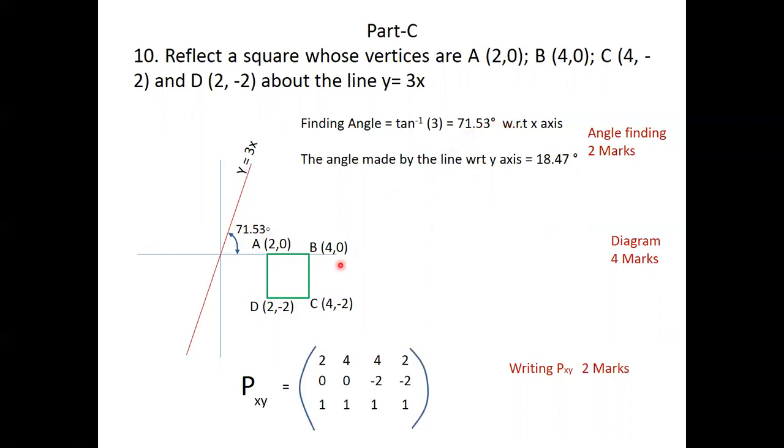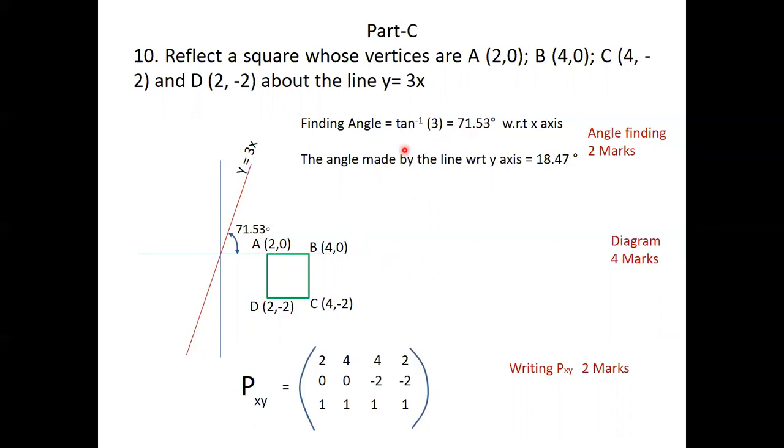The other way is to find the angle made with the y-axis, which will be 18.47. Rotate the line to make it coincide with the y-axis, which is the first transformation matrix. Then do mirroring with respect to the y-axis, the second transformation matrix. Once mirroring is done, rotate clockwise by 18.47 to bring it to its original position. This will be another transformation matrix. That is how to solve the problem both ways. I will give you the key for both cases.